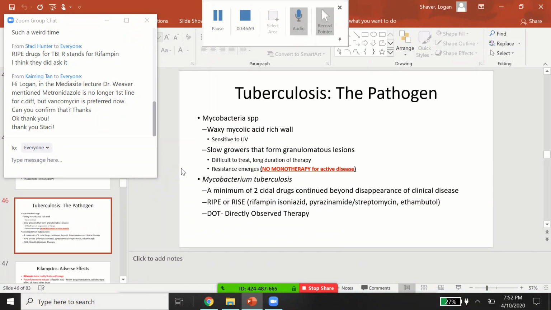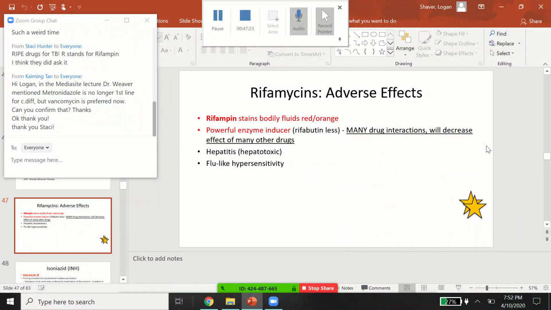So tuberculosis. The only thing really important on this slide is that it's not monotherapy. You know how we talked about earlier with RIPE, you can even see it up here in the chat still. You don't just give rifampin, okay? You'd have to give rifampin, isoniazid, and a bunch of other drugs along with that.